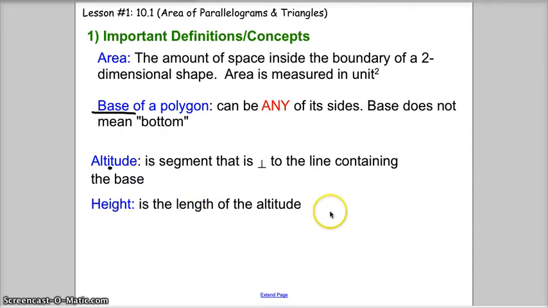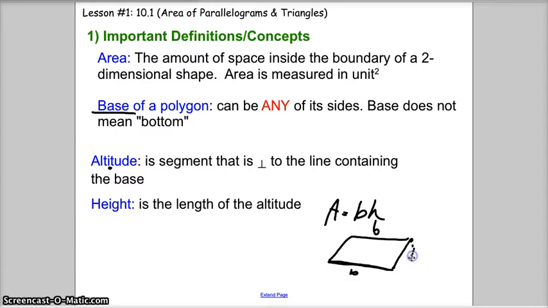So when we talk about, for instance, the area of a parallelogram equaling base times height, you think about a parallelogram and you think about base as being the bottom, but really base can be any of the sides. Height is the perpendicular distance, this here, height or altitude. It's the perpendicular distance to the line containing the base.